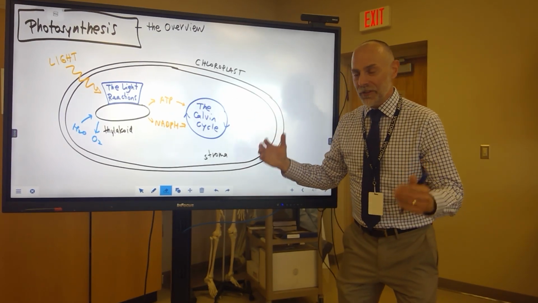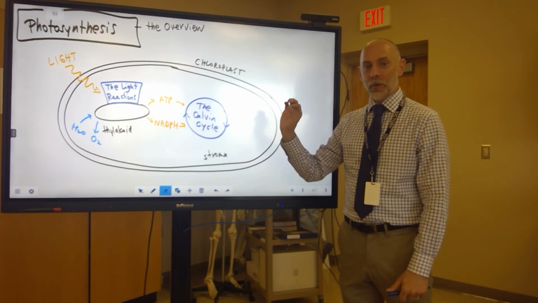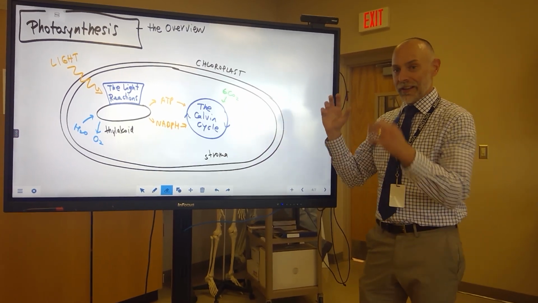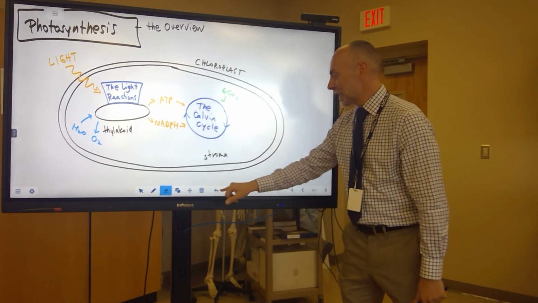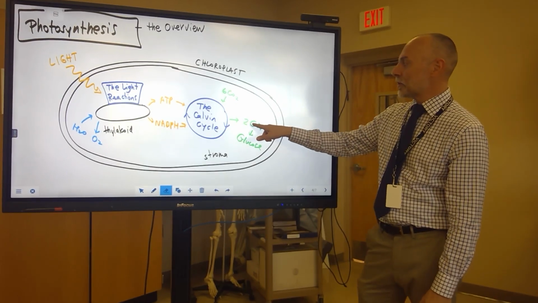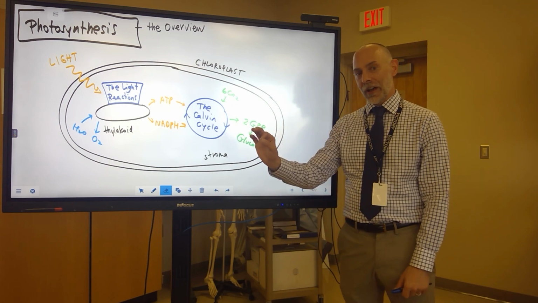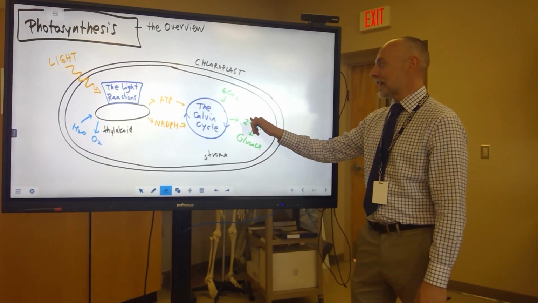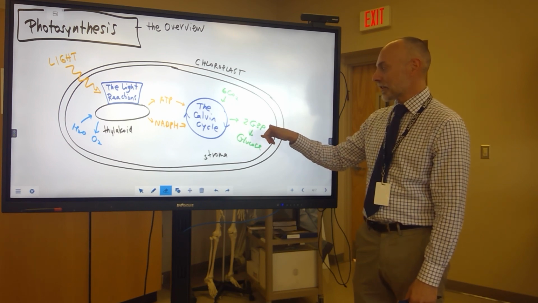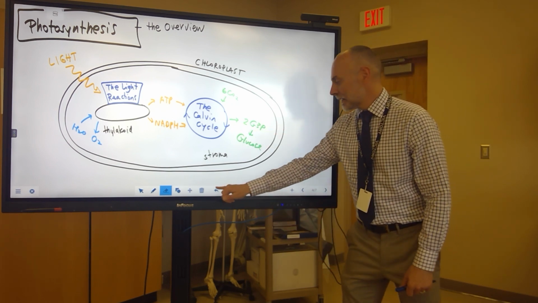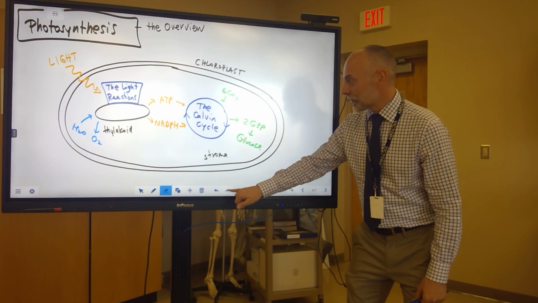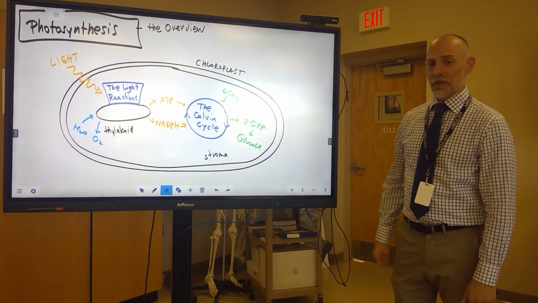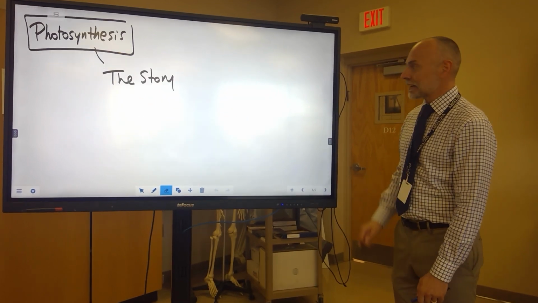Well, what's the point of the Calvin cycle? Well, the Calvin cycle is going to take the carbons from 6 carbon dioxide molecules. It's going to take the physical material, the physical carbons, join them together to make 2 sugar molecules called glyceraldehyde 3-phosphate, G3P, and then the plant's going to take 2 glyceraldehyde 3-phosphate molecules and turn them into glucose. That's it. That's the overview of photosynthesis.